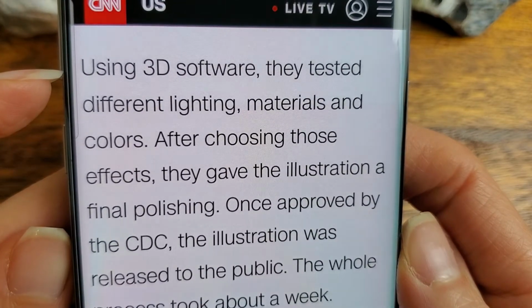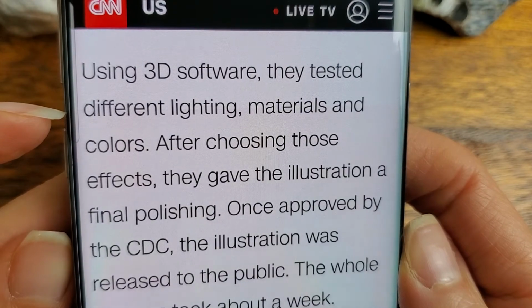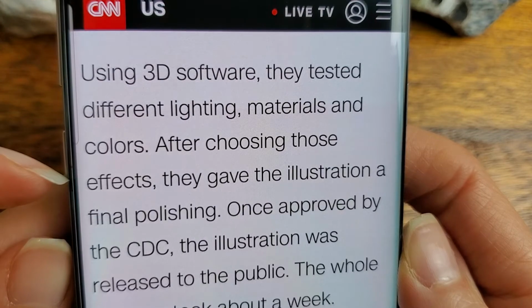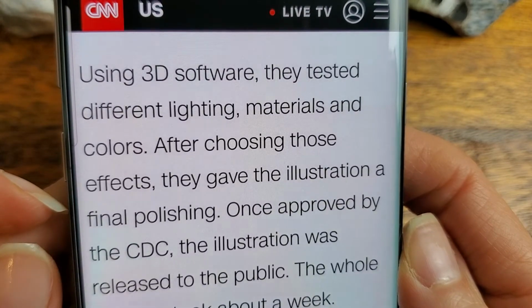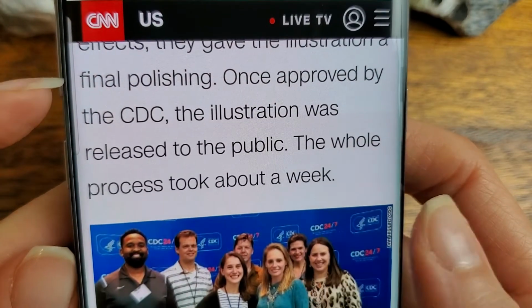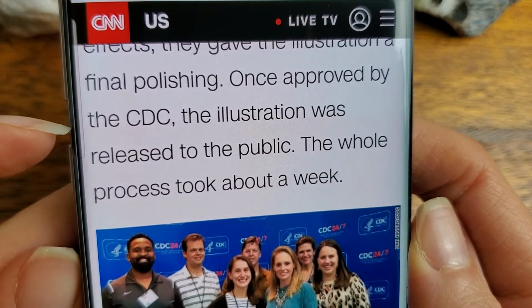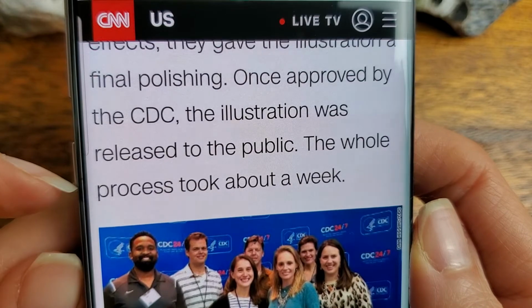Using 3D software, they tested different lighting, materials, and colors. After choosing those effects, they gave the illustration a final polishing. Once approved by the CDC, the illustration was released to the public. The whole process took about a week.